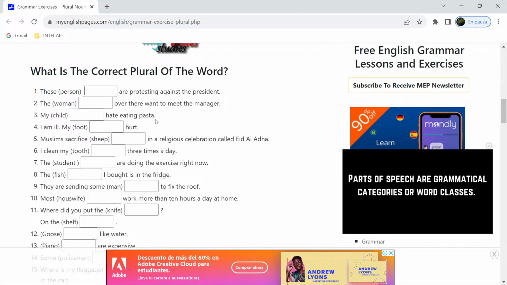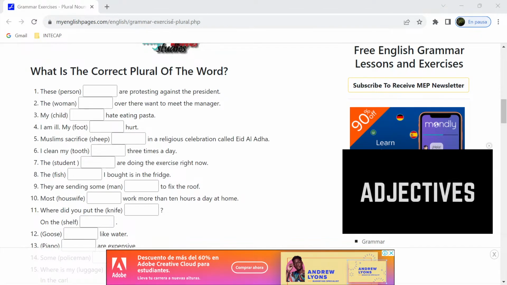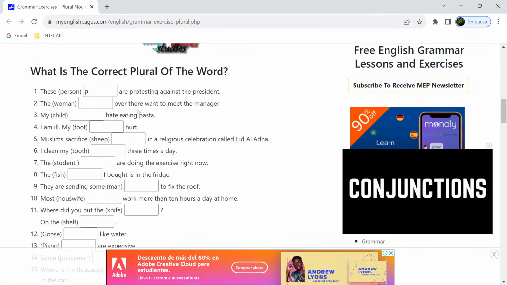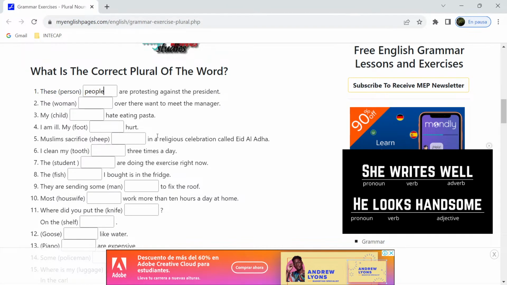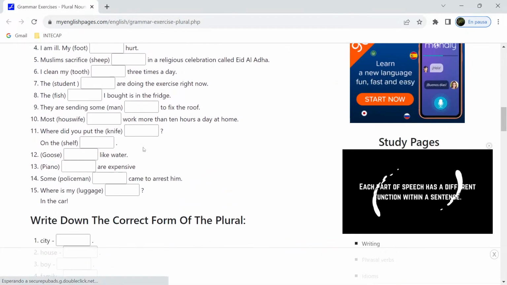For example, "these are protesting against the president." Here I should write the plural of the noun in brackets. So I should say "these people." These people are protesting against the president, and so on. I should complete these sentences by using the plural of the words in brackets. That is section number one.